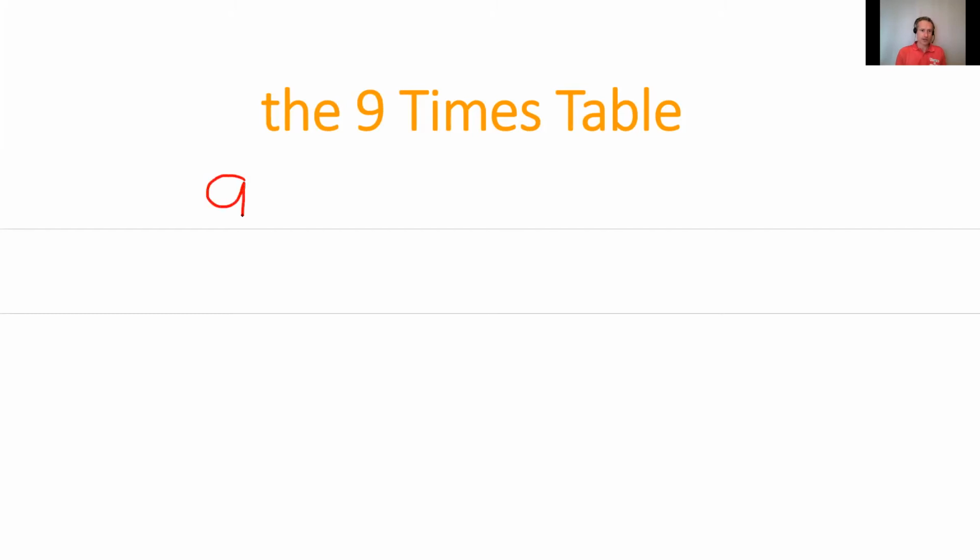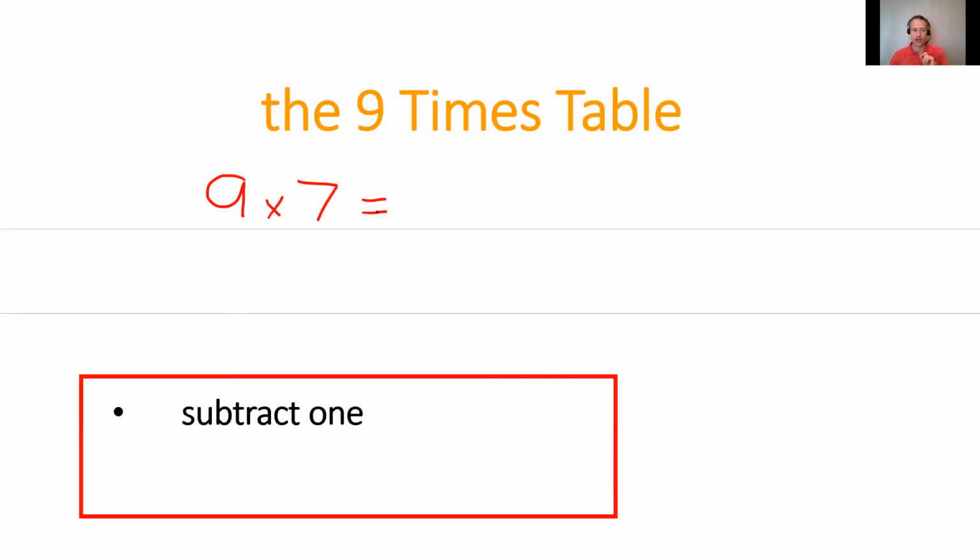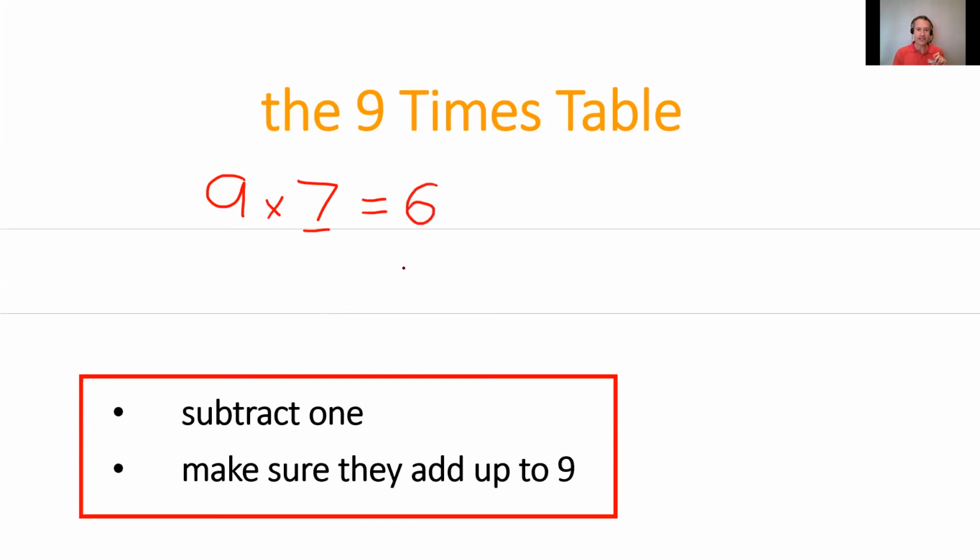So let's suppose we're doing 9 times by, I don't know, 9 times by 7. There's a really nice pattern, which you probably know. What you do is you take this number here, 7, and you subtract 1 to make 6. And then you make sure that the 2 digits add up to 9. So it's 63.